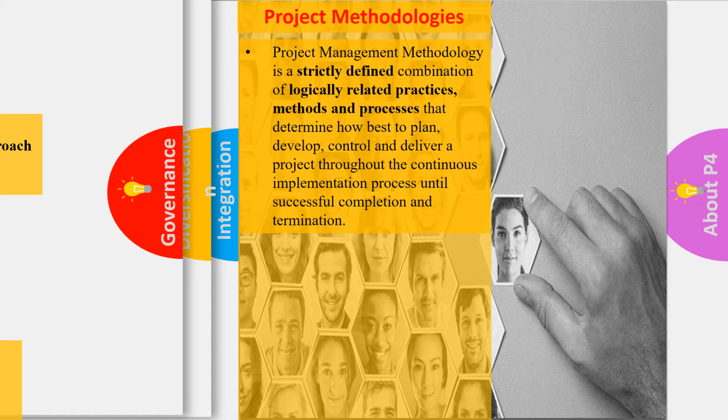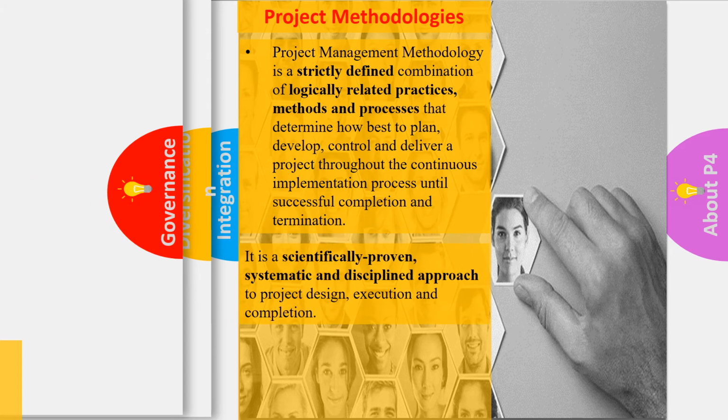Okay, so it's adopting an approach. It's not chaotic. It's not all over the place. It's actually a process that you adopt in order to achieve your end goal. A project methodology is a scientifically proven, systematic and disciplined approach to project design, execution, and completion. So what stages do you need to do? What are all the elements and all the things that you need to do within that project? And we will look at some of this, whether you take a waterfall approach or an agile approach.